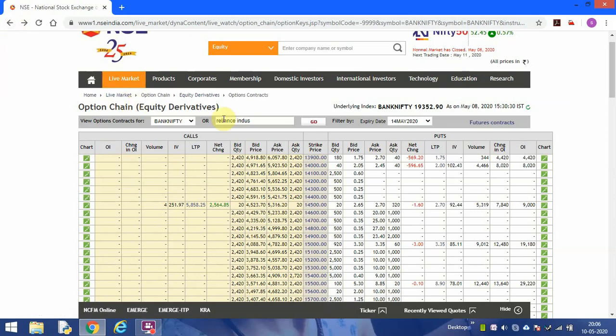There is some error. The way you can deal with indexes, the next you can correlate with stocks also.